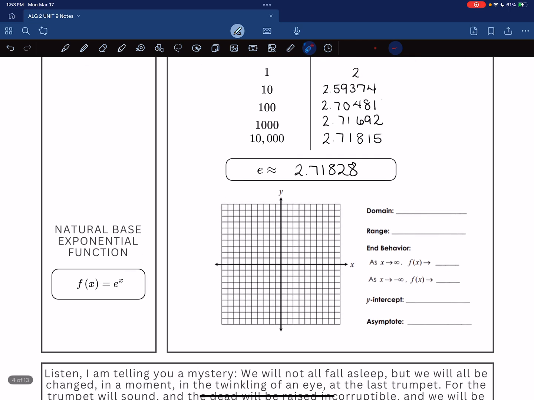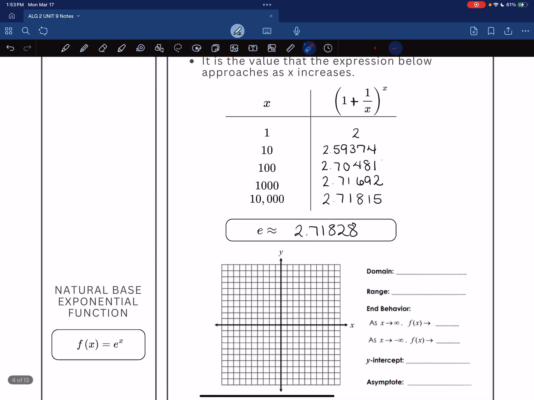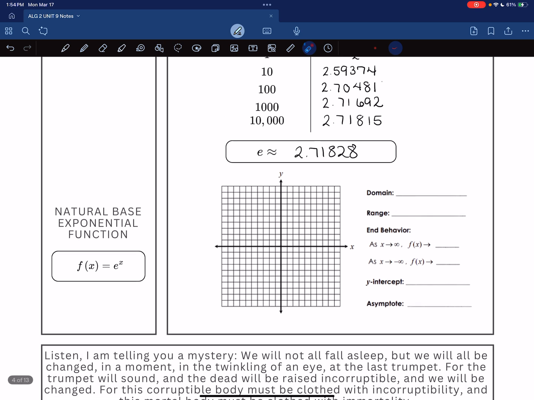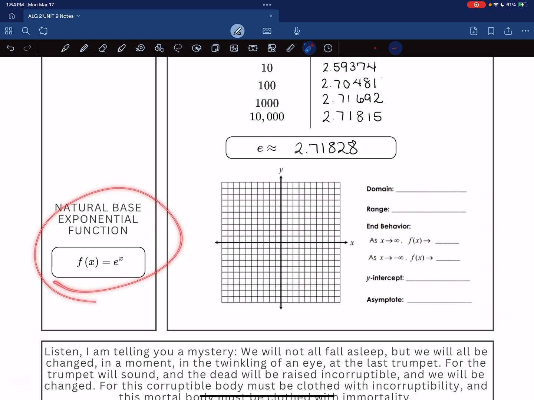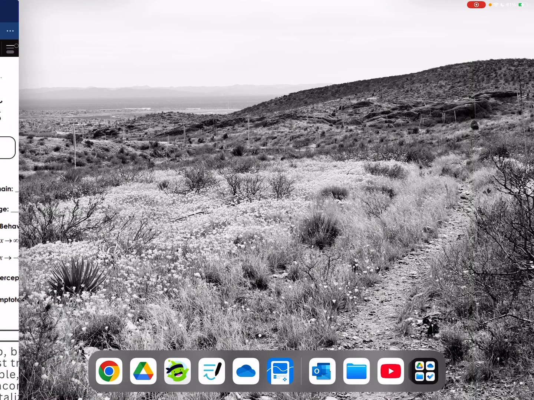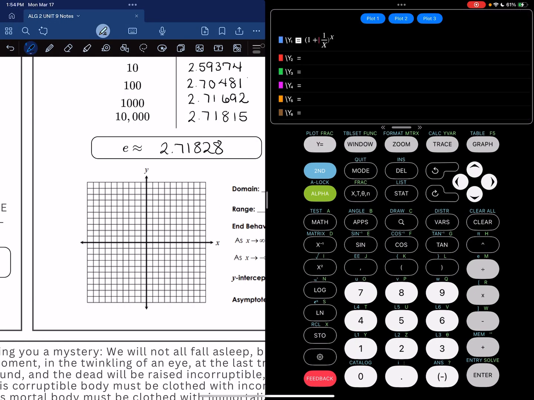But for now, what we've done is just seen that E is this value. E is the value that this expression approximates. If we were to go out to infinity, allowing these x values to get larger and larger and larger, the value that it's approximating is E. So the graph. What does the graph of an exponential function whose base is E look like? Well, it's going to look like our other exponential functions, but the heights at those points are going to change just ever so slightly. So again, let's grab our graphing calculator and see.